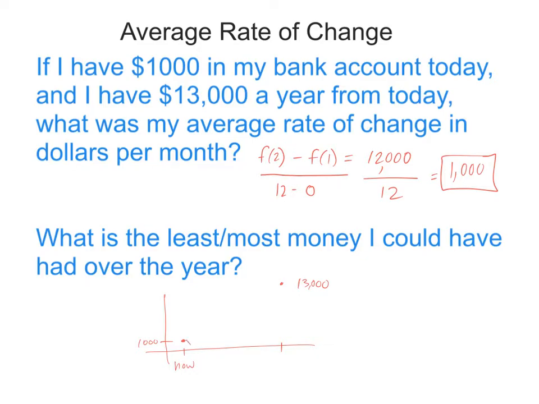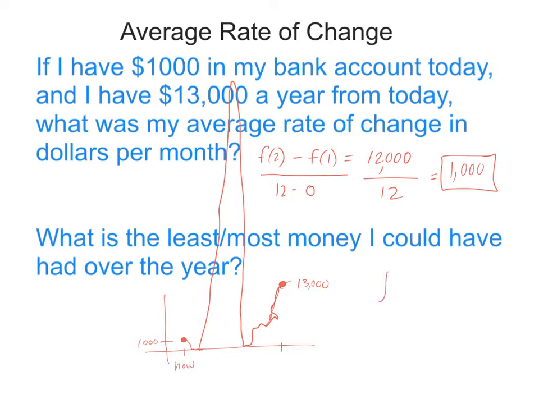I could have gone broke, been broke for a little while. I could have won the lottery, could have blown all of my lottery winnings. I could have had a normal job and done some normal things. No matter what happens in the middle, I still went from 1,000 to 13,000. I don't care what happened in the middle. I don't care what the function is that describes how much money was in my bank account. The only thing that matters is what I had at the beginning and what I had at the end, and how far apart the beginning and the end were.